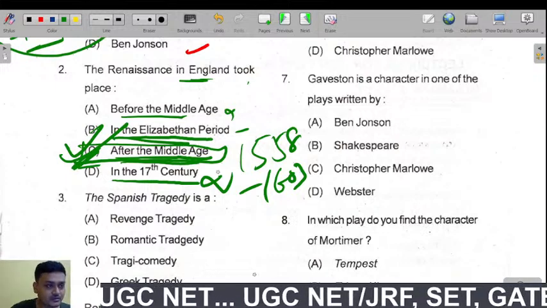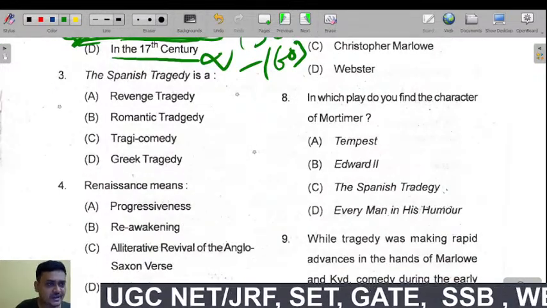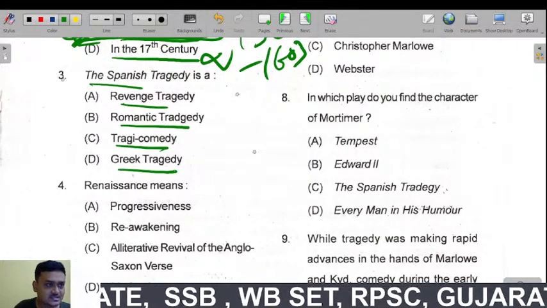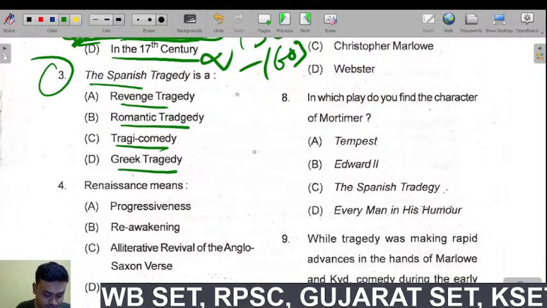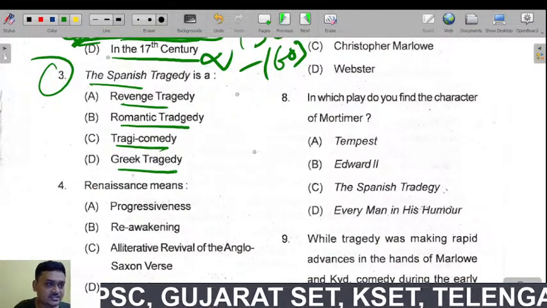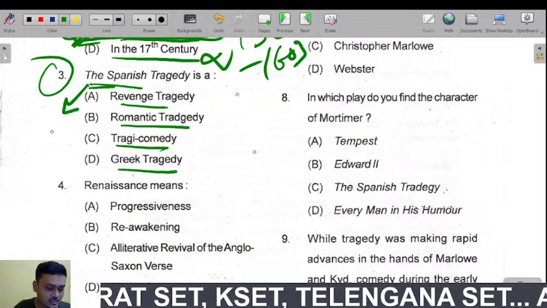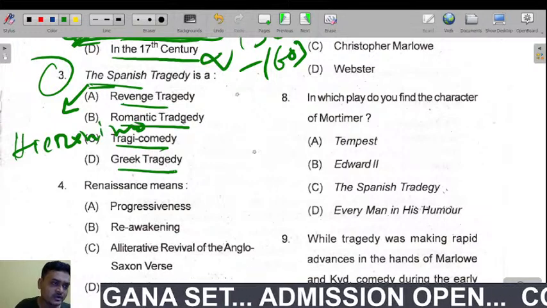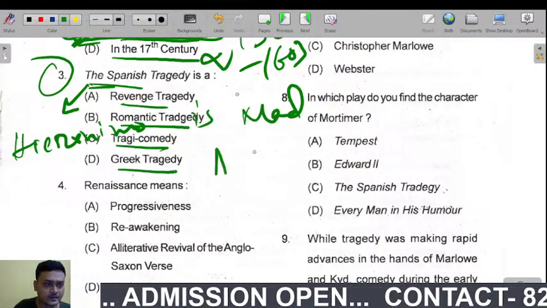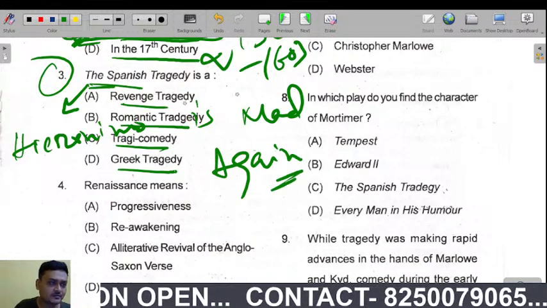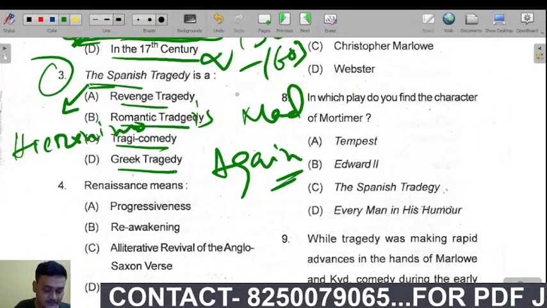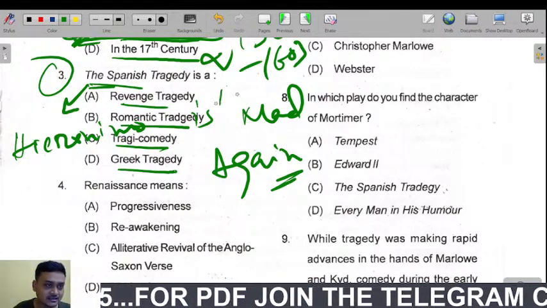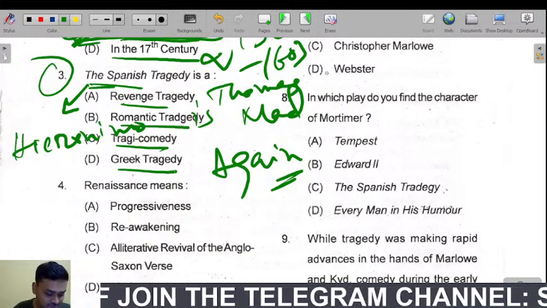The Spanish Tragedy is a revenge tragedy, romantic comedy, tragicomedy, or Greek tragedy? What is the subtitle of the Spanish Tragedy? You must remember that the subtitle is Hieronymo is mad again. This is the subtitle of this work. Remember that. Who has written it? Thomas Kyd has written it.